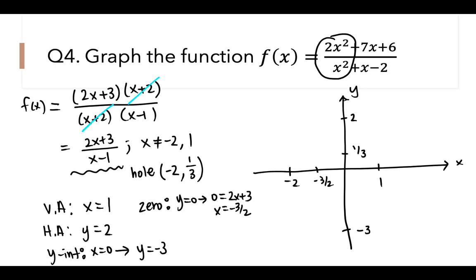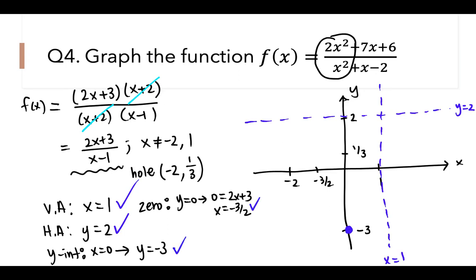So let's see. We have a vertical asymptote at 1. So at 1, I'm going to draw a dashed line. And we have a horizontal asymptote at 2. Again, another dashed line. Y is equal to 2. And we have a y-intercept at -3. We have a zero at -3 over 2 here. And a hole at -2, 1/3. Here's the hole.